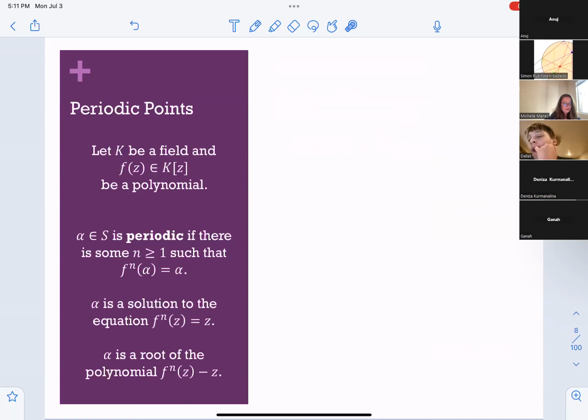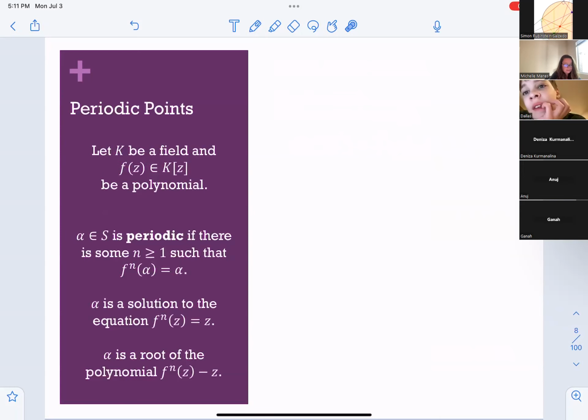All right. So where are we? So we have a field, right? One of these worlds where I can add, subtract, multiply, and divide. I have a polynomial whose coefficients come from that field. And I know what it means to be periodic. I know that it means that I iterate the function some number of times, starting from alpha, and I come back to where I started.